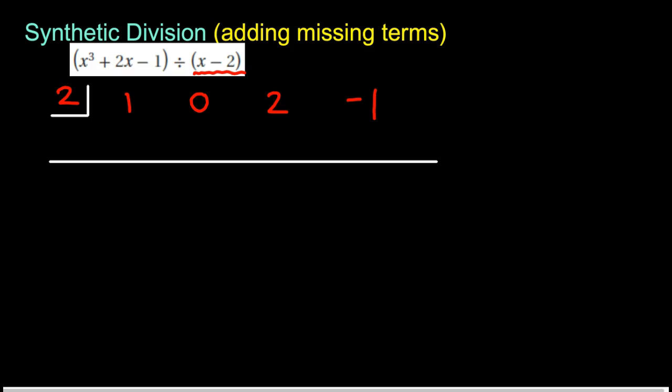All right, let's see if you got that one right. Pull the first number down. We get a 1. 2 times 1 is 2. 0 plus 2 is 2. 2 times 2 is 4. 2 plus 4 is 6. 6 times 2 is 12. Remainder of 11. Did you get it right? Good. That remainder would be over x minus 2.